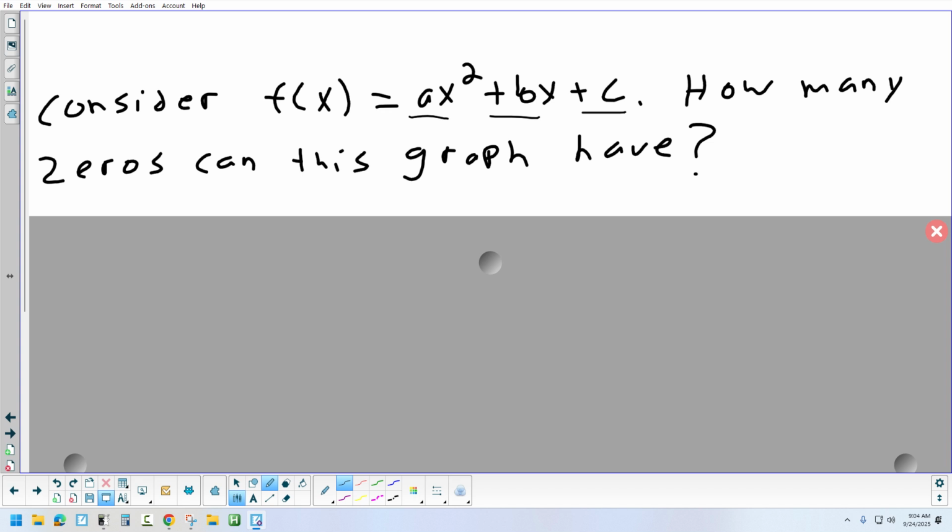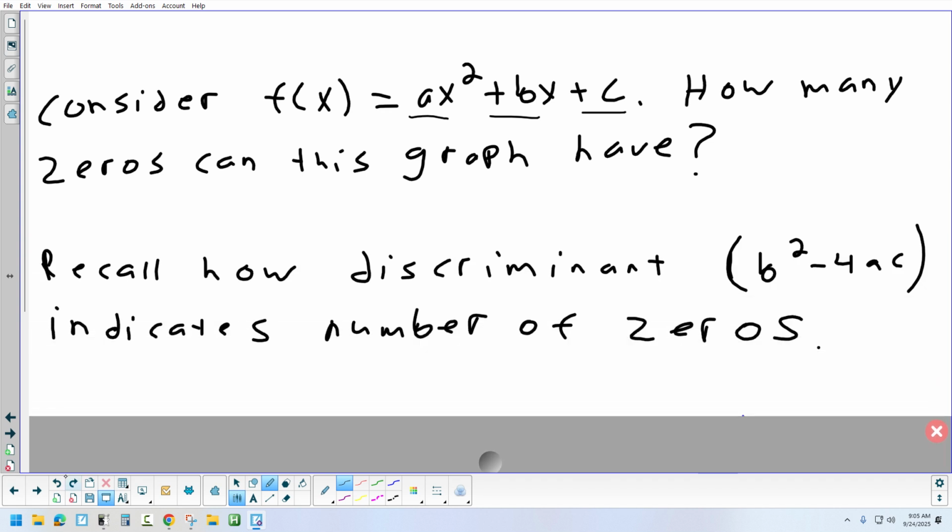How many times can a quadratic equation cross, when you draw it, cross the x-axis? Yeah? 2 times. 2 times? Or? Once or none. Once or none, right? So we talked about yesterday how the discriminant can tell you that. But the discriminant is, that's b squared minus 4ac. That's the name of that part of the quadratic formula.